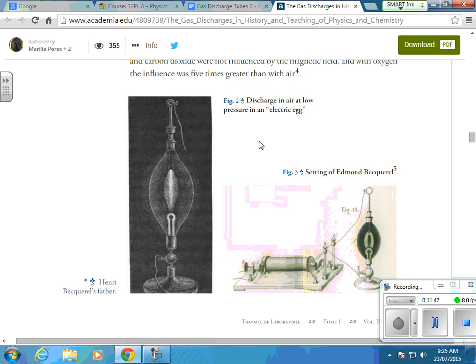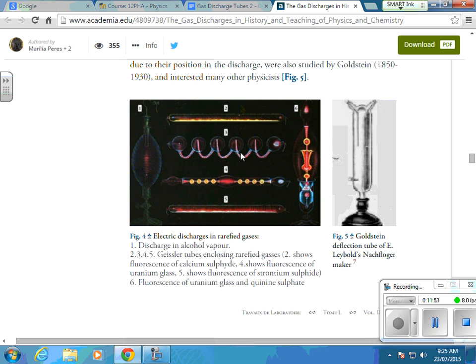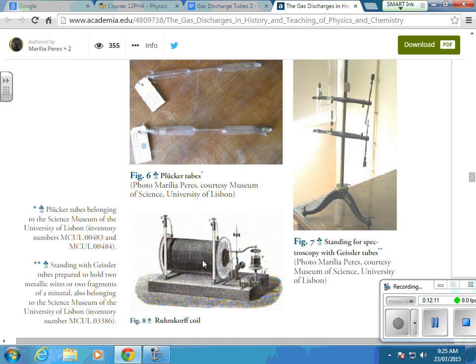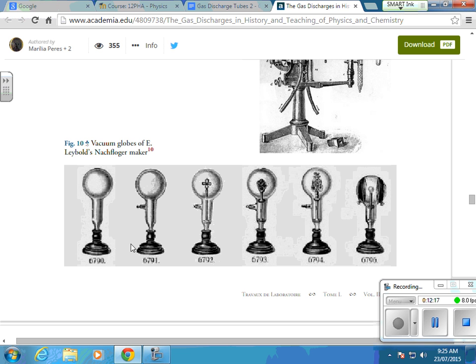What's good about this? There's some pictures of some Geissler tubes. What's going on with the one on the far right? I'll show you a better picture of that later, and we'll talk about it briefly. There's the Plücker tubes, and you'll recognise those, we use those. There's a very early induction coil. And you see it goes into great detail about things. And you see that Crookes was not the only person who was involved in making these vacuum tubes and globes and trying to do things with them.